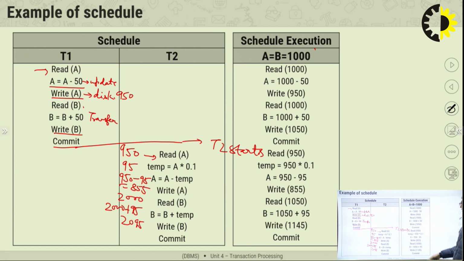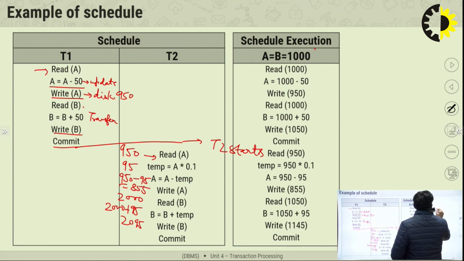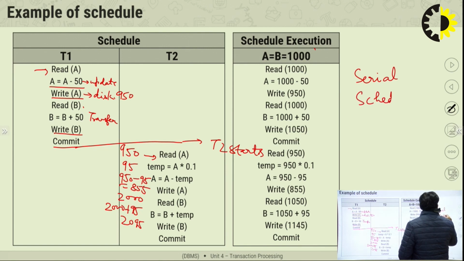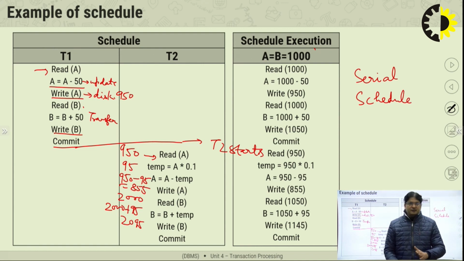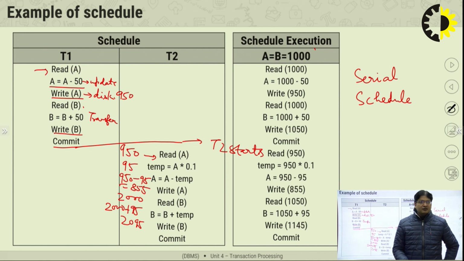These are the various values we can compute, but such schedules are known as serial schedules. A serial schedule is one in which the first transaction completes. After the completion of the first transaction, the second transaction will execute. Such a schedule is known as a serial schedule.